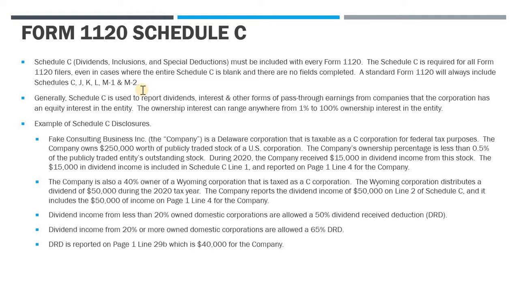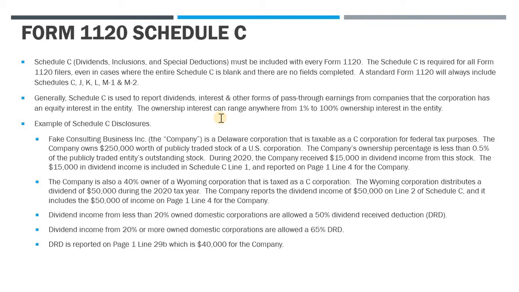Okay. So what is Schedule C used to report? Generally, you're using it to report dividends, certain kinds of interest, and other forms of pass-through earnings from companies that the corporation has an equity interest in. Okay, the equity interest can range anywhere from 0.001, so less than 1%, up to 100%. So that would be a wholly owned subsidiary. If you have any kind of income coming from the sub or that entity that you own a 1 or 2 or 3 upwards of % interest in, you might have to disclose that information on Schedule C. And what we'll see here is in many cases it's beneficial to do that because you can get special deductions depending on the tax structure of the entity.